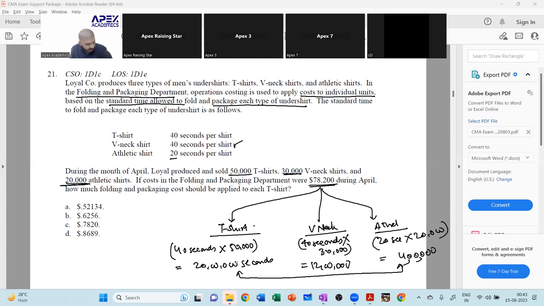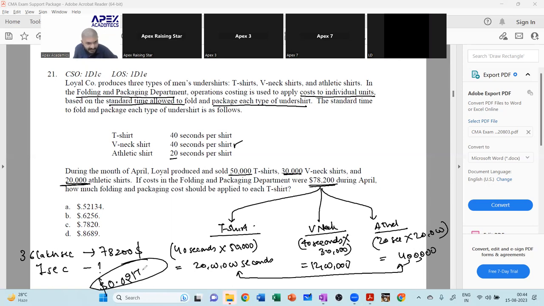So 20 lakhs plus 12 lakhs plus 4 lakhs. What is the total? The total is 36 lakh seconds. It requires $78,200 of work. One second requires how much? The answer is 78,200 divided by 36 lakhs. Your answer is $0.021722, the cost of working in this particular department for 1 second.